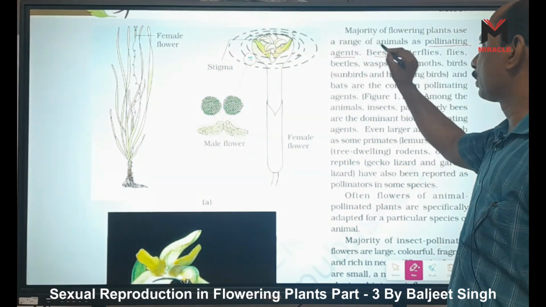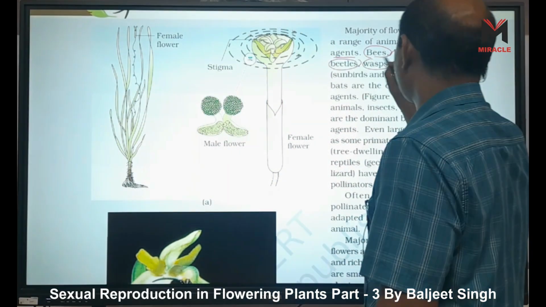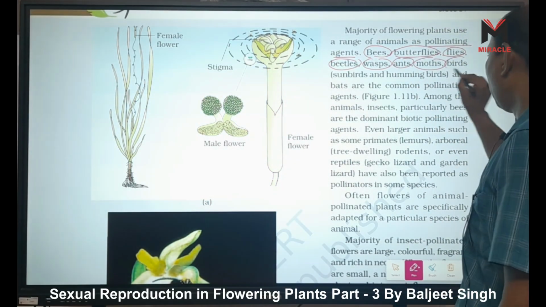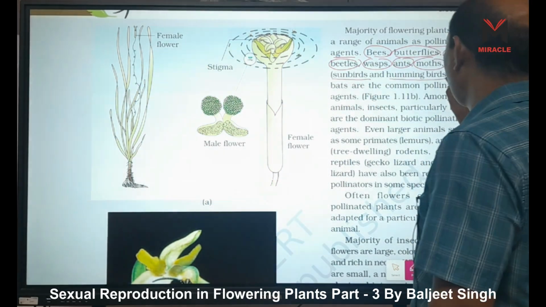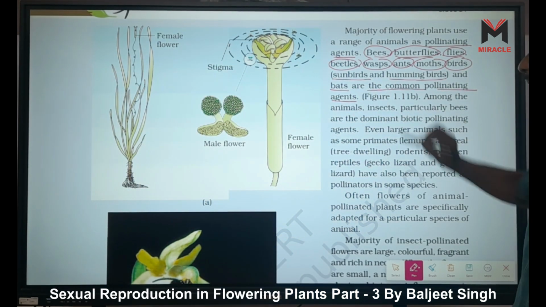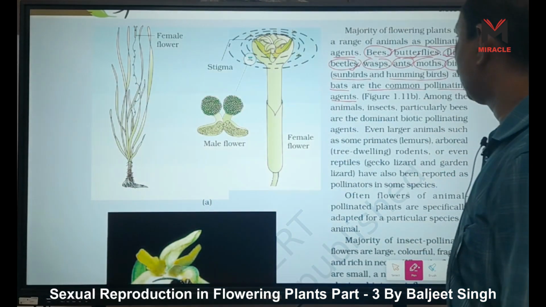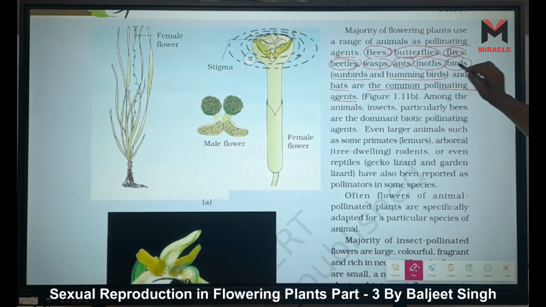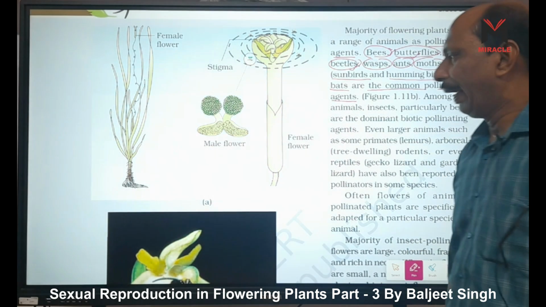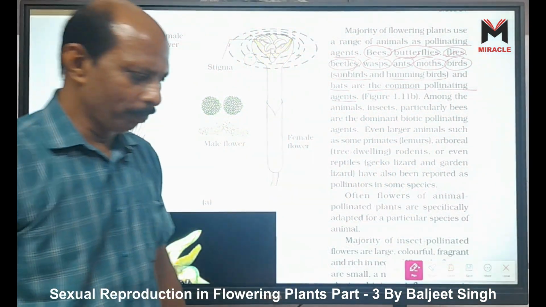As for example, bees, butterflies, flies, beetles, wasp, ant, moth, bird, sunbird or hummingbird, right? And bats are common pollinating agents. Already I told you, bees, butterflies, flies, beetles, wasps or moths, they come into entomophily because they are insects. Ant means myrmecophily, birds means ornithophily, snakes means ophiophily, as for example in Santalum, right?